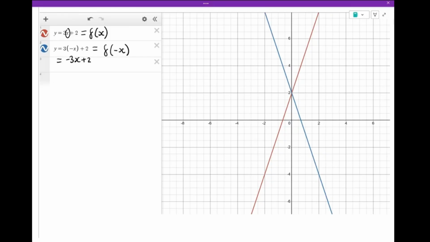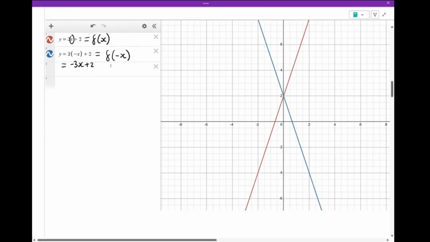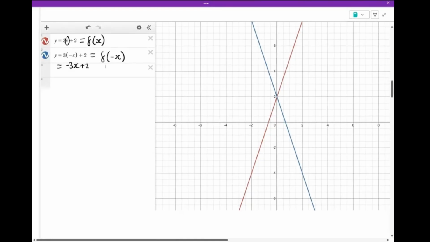So you can see the graphs of the red one and the blue one here, and hopefully you'll be able to see that what's happened is the red one has been flipped over, but this time it's been over the y-axis, so this represents a reflection in the y-axis.